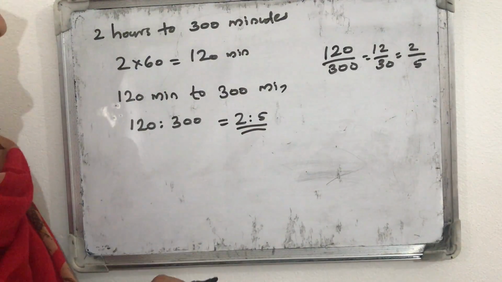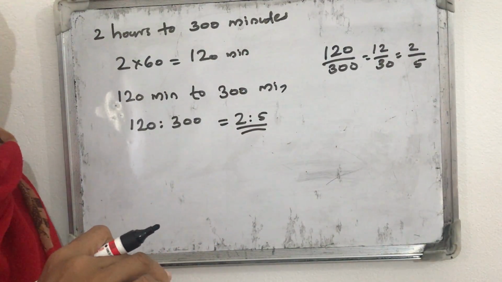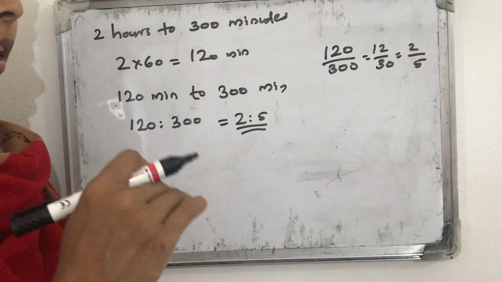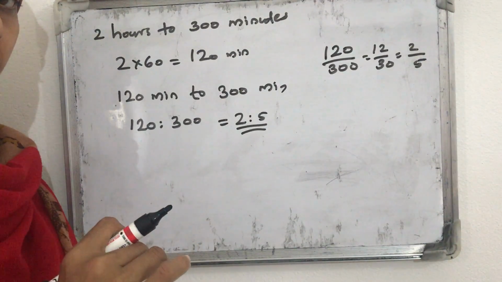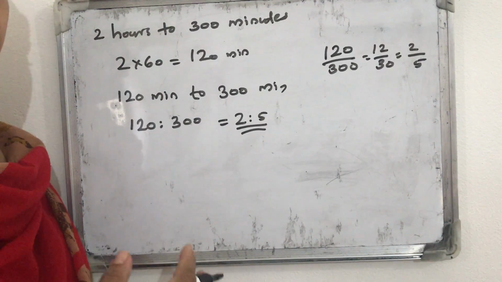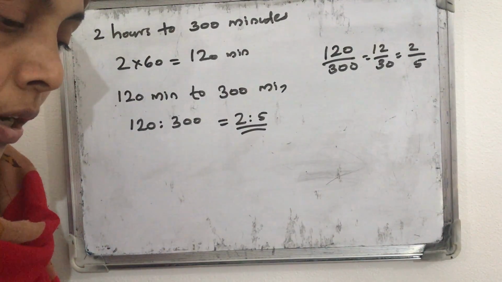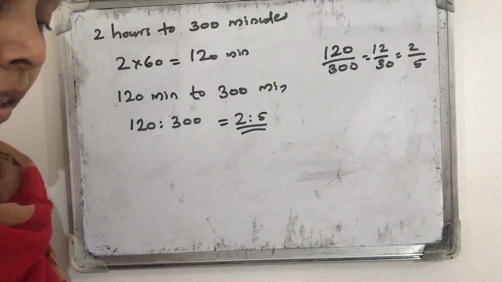Just like this we can find the ratio of any two quantities. One thing we want to take care of: if both are in different units, first we want to make them the same unit, and after that we can take its ratio.